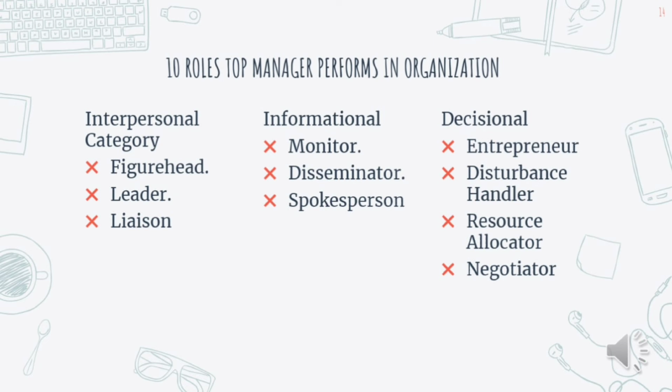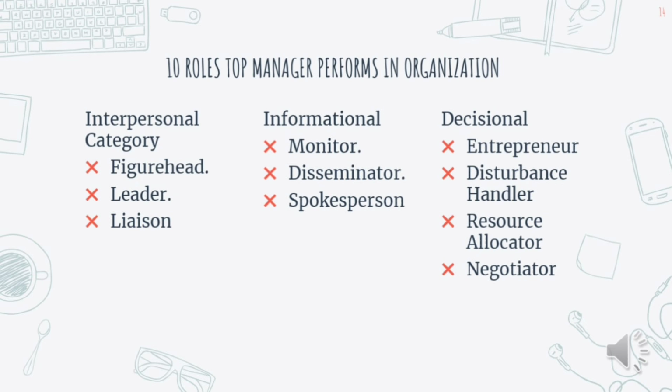Number 2, leader. This is where the manager provides leadership for the team, the department, or perhaps the entire organization. And it's where the manager manages the performance and responsibilities of everyone in the group. Number 3, liaison. A manager must communicate with internal and external contacts. A manager needs to be able to network effectively on behalf of the organization.